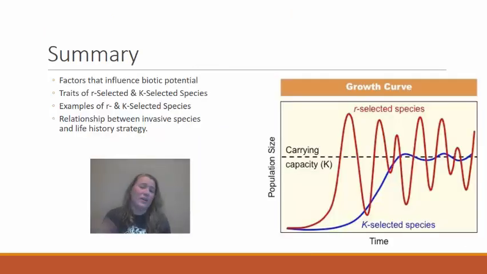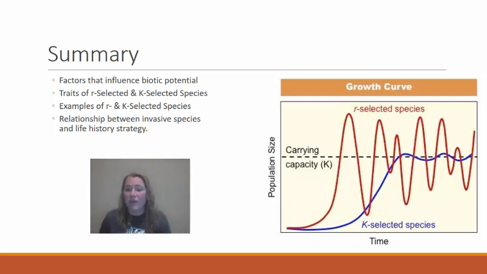So in summary, and I know I went kind of quick through some of this, at this point in time, after watching the video, you should be able to explain some of the factors that influence biotic potential, describe some of the traits of both R-selected and K-selected species, provide some examples of each of those, and also explain a little bit about the relationship between invasive species and life history strategy.